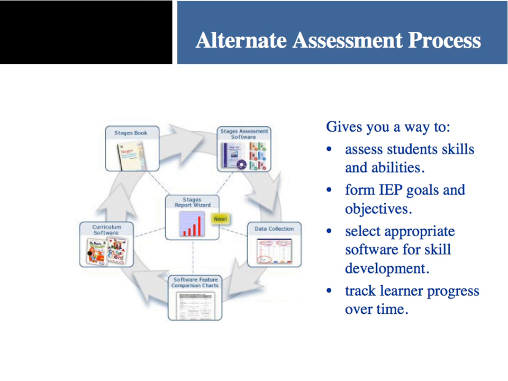So this is the Stages alternate assessment or diagnostic process. Step by step, starting with the book, using the software that allows you to get primary evidence of the skills that are outlined in the book. Once you've got that data, using that data to help you select appropriate curriculum software, and anytime you might need to, you can pull out the Stages Report Wizard for making a report and letting folks, people that are stakeholders in that learner, know how that learner is progressing over time.